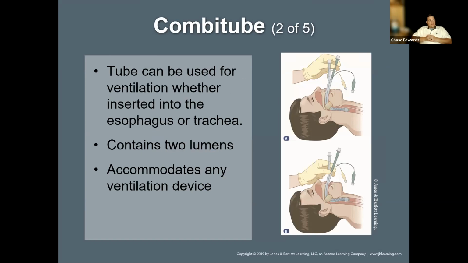As you can see there, sometimes if you get lucky, you can get right into the lungs. If you don't get lucky, then you're covered as well. The tube can be used for ventilation, whether it's inserted into the esophagus or the trachea, because it contains two lumens. It accommodates any ventilation device. Effective ventilation is possible when the tube enters the esophagus or the trachea.